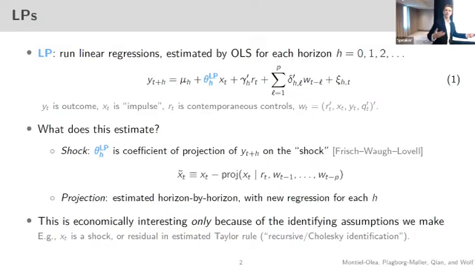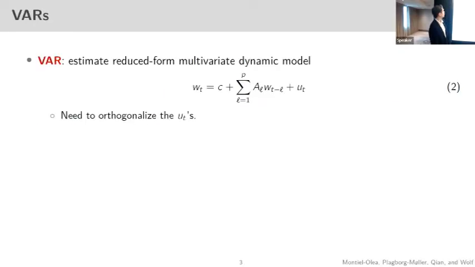That's the canonical Christiano-Eichenbaum-Evans monetary policy shock identification approach. There are many other approaches to shock identification. I'll return to those in a minute. But this is a simple, canonical LP. Now let's go to VARs.